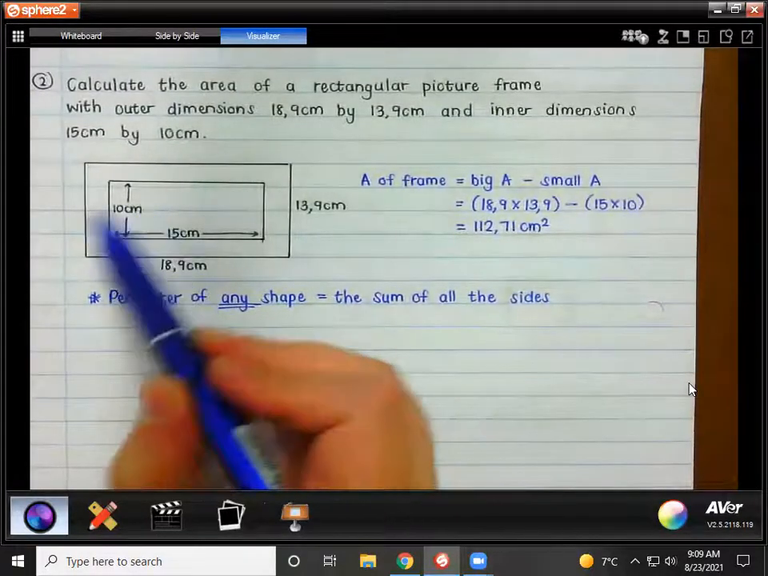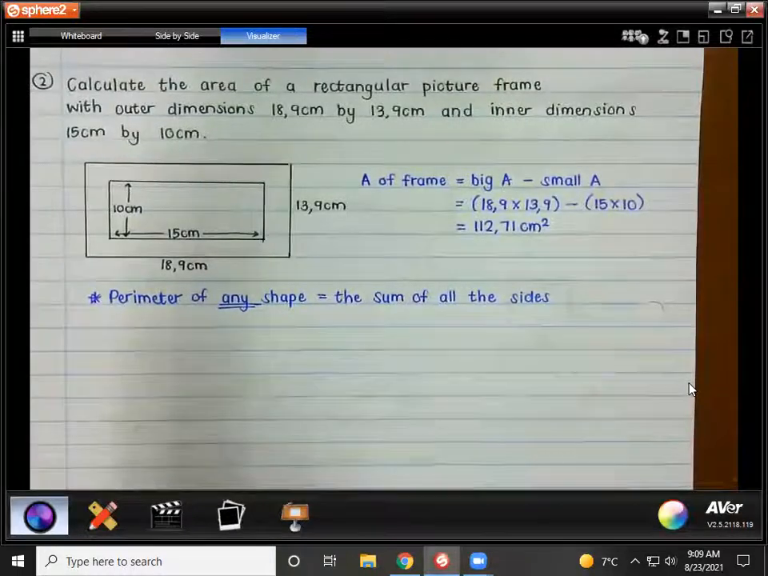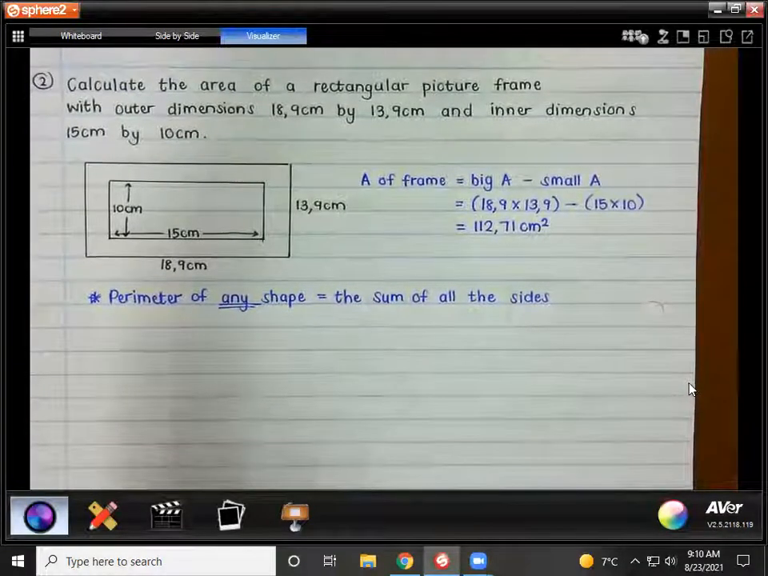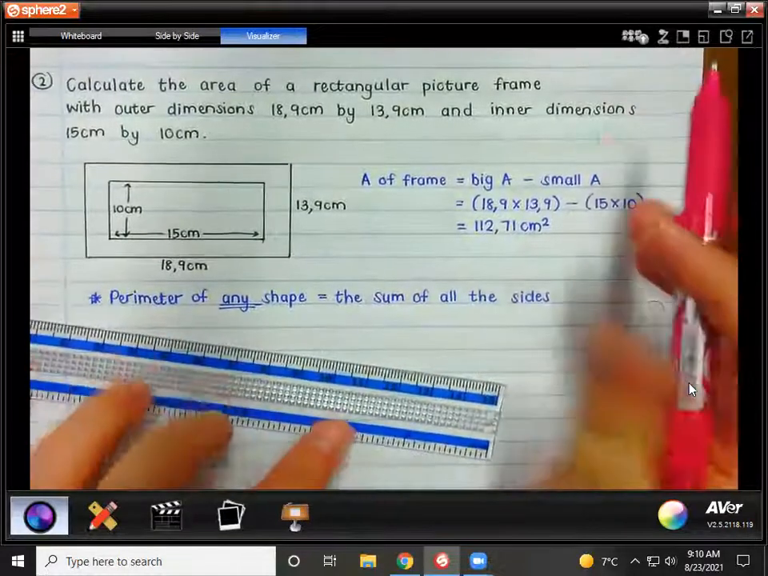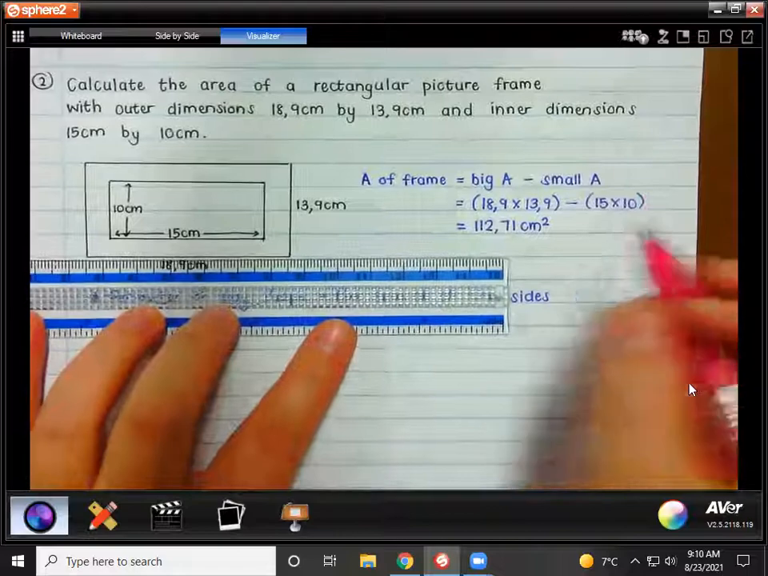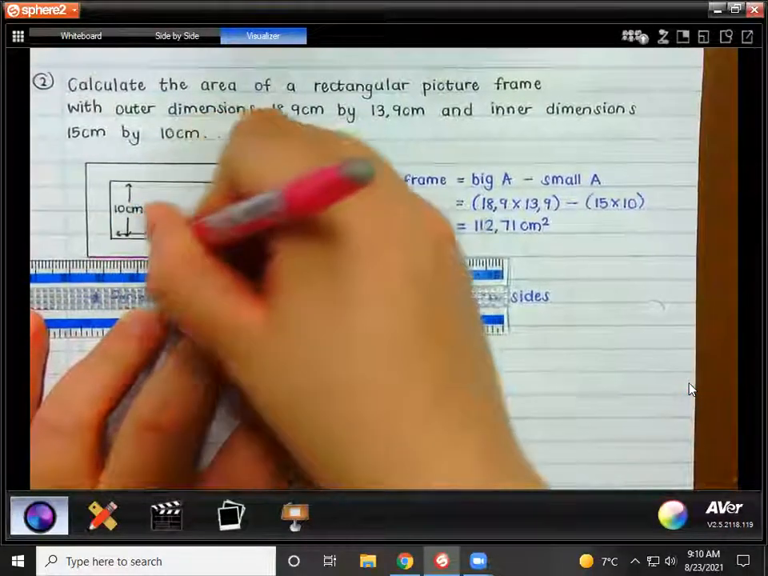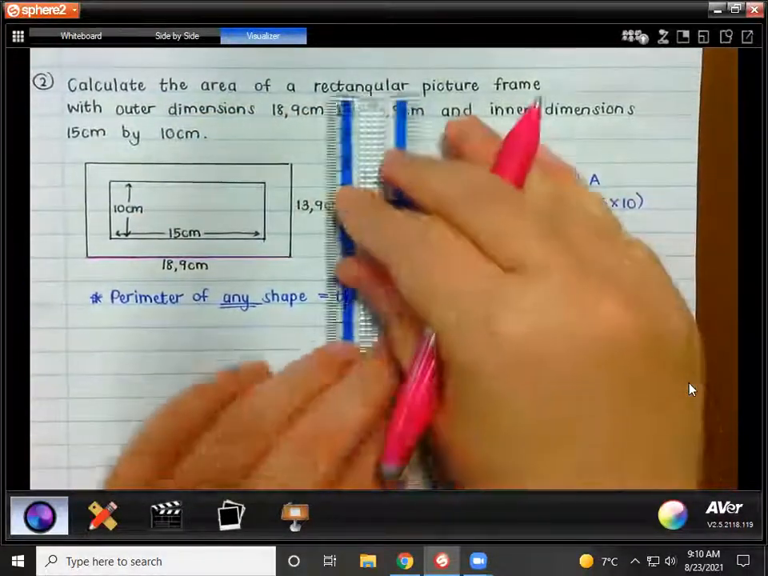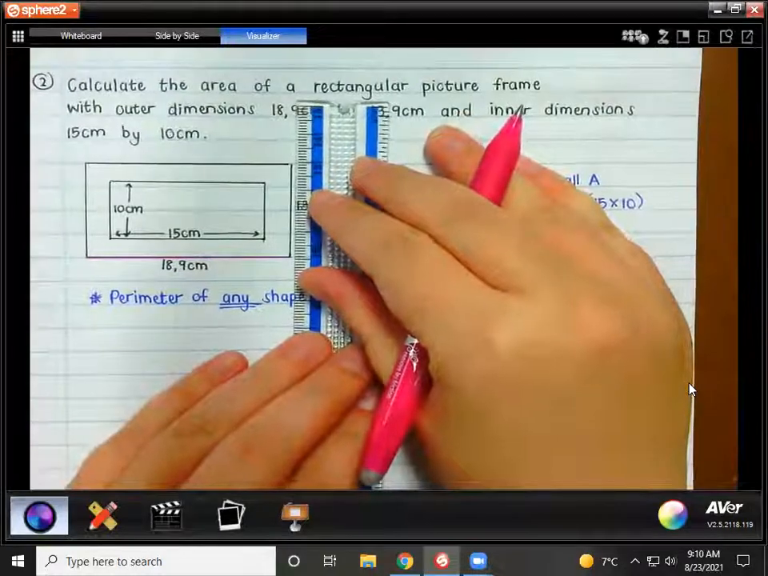Right, now what if they're asking you for the perimeter of this picture frame? The perimeter of the frame. Let's quickly highlight or underline or shade in all the sides that would make up the perimeter of this frame. Do we agree all the way around? That would give us some of the perimeter, right?